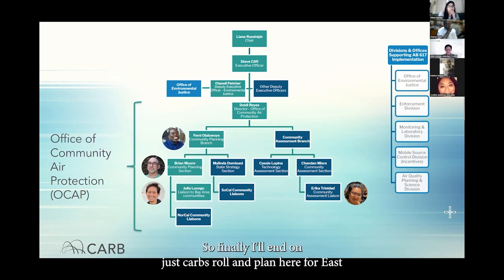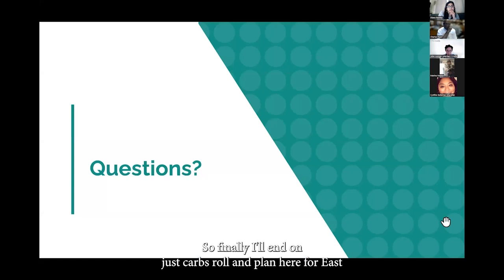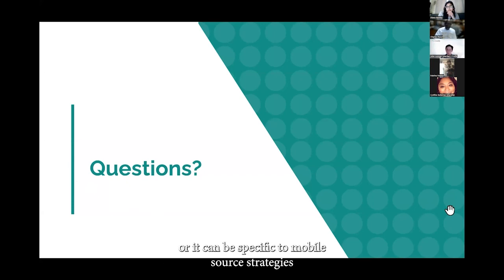Finally, I'll end by saying CARB's role and plan here for East Oakland is really to engage, listen, and support as a partner in this process. We'll be here every step of the way. We can provide information, resources, and guidance. It can be on the program itself, what the blueprint or the law says about a certain thing, funding mechanisms, or other program questions, or it can be specific to mobile source strategies, which are all within our authority, and we can talk about those as well. Those are some of the ways we would like to engage with you all, and I'll stop there and open it up to any questions.